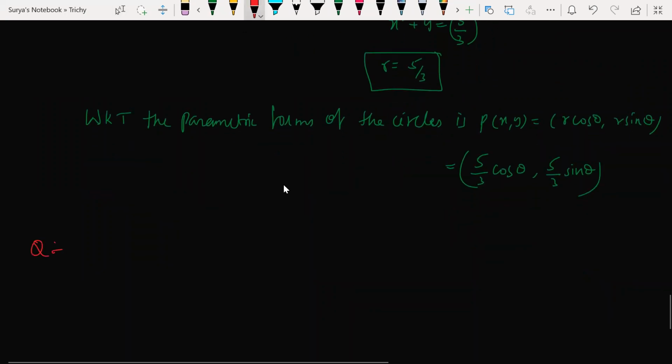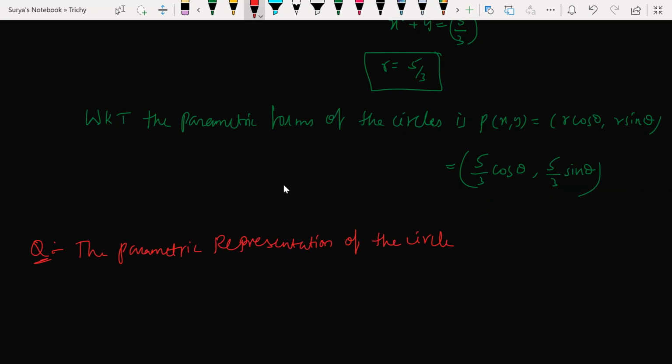Next question. The parametric form, I mean, you say parametric form or representation, of the circle 3x square plus 3y square minus 4x minus 6y minus 4 is equal to 0 is what? Option A, x is equal.